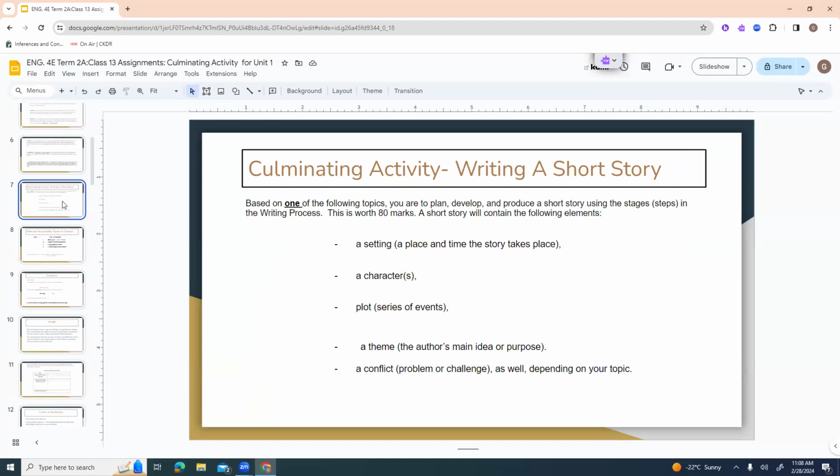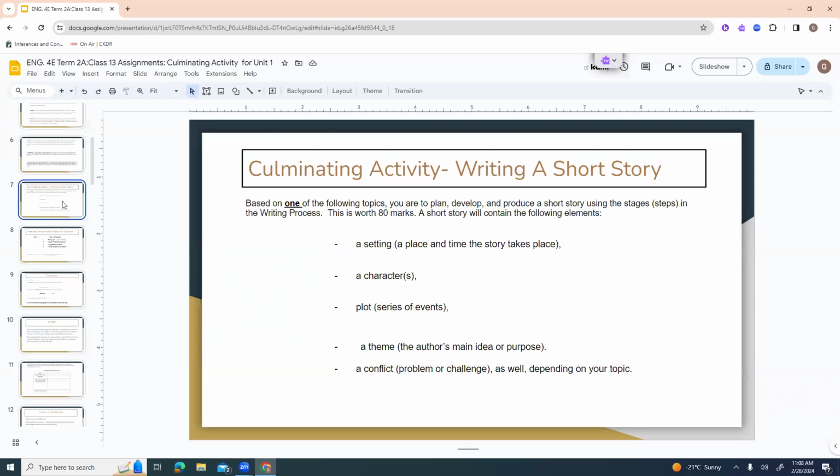So here is officially what it says. The culminating activity is writing a short story based on one of the following topics, which aren't mentioned quite yet. We are to plan, develop, and produce a short story using the writing stages or steps. This is worth 80 marks, so please take your time with this. That is a huge chunk of this unit's marks, okay?